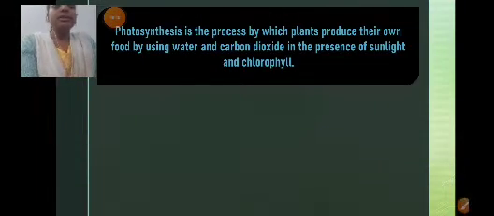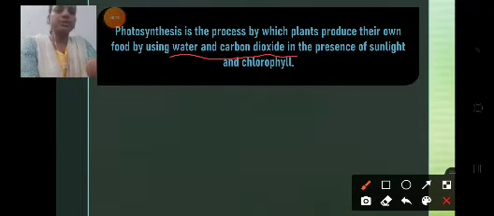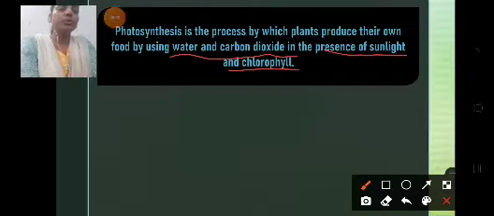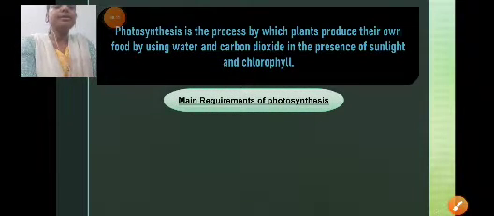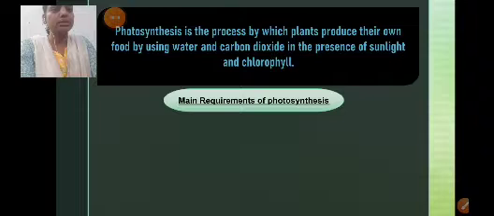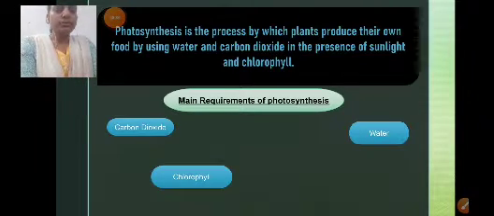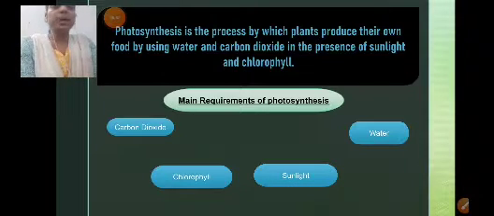Photosynthesis is the process by which plants produce their own food by using what? Water and carbon dioxide will be used during this process. This process takes place in the presence of sunlight and chlorophyll. Next, what are the main requirements of photosynthesis? As we have seen what photosynthesis is, we can easily tell the main requirements. First of all, we need carbon dioxide, then water is required, chlorophyll, and also sunlight is required for photosynthesis.